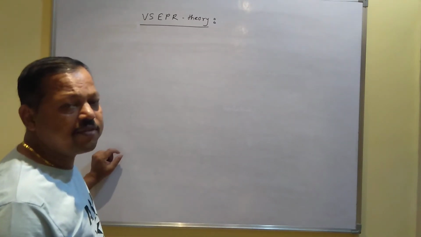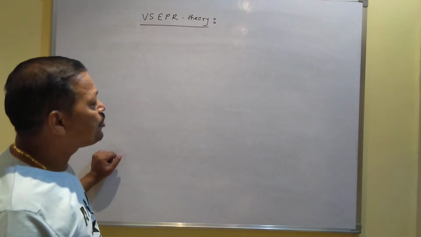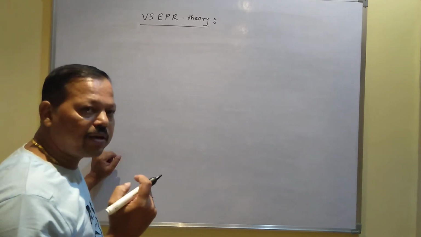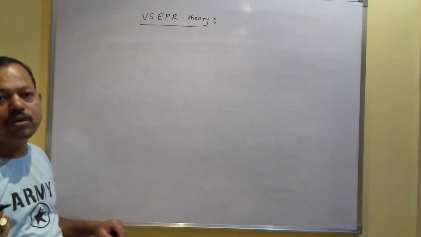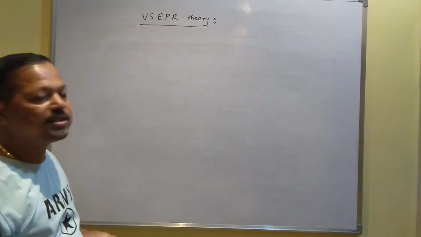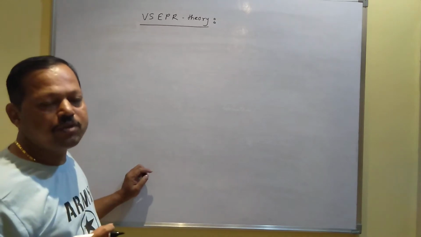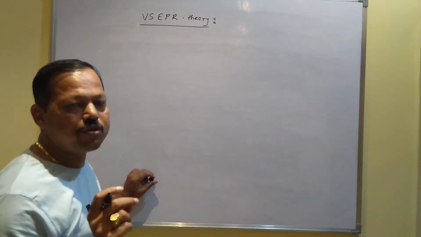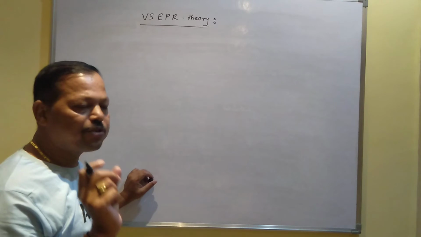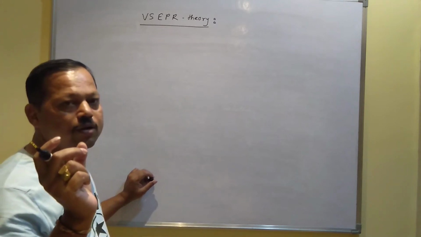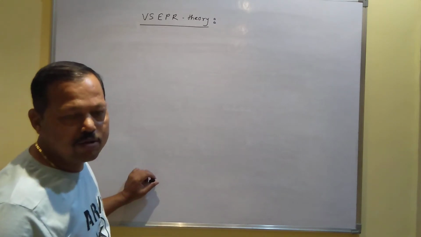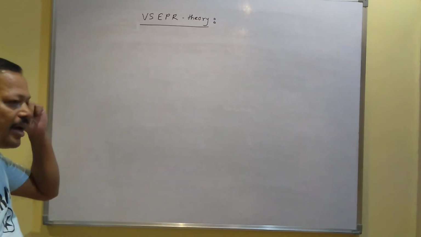In the last class I gave one table. The structure of a compound depends on the total number of electron pairs around the central atom. Depending on that you can find out the structure, and it depends on whether the electron pairs are all bond pairs or it contains some lone pairs also. So based on that I have given one table.